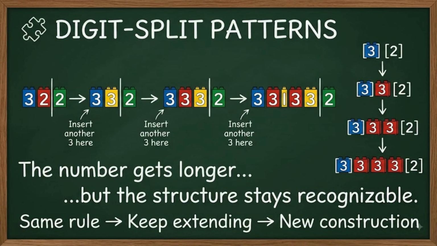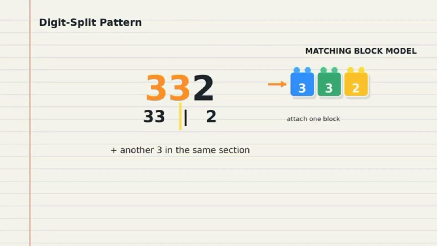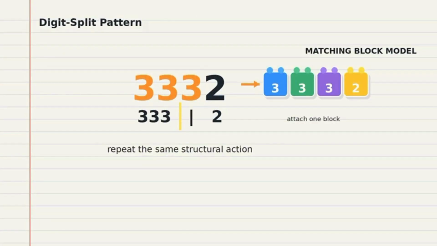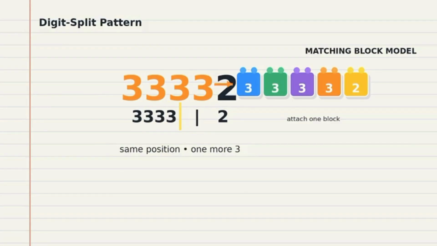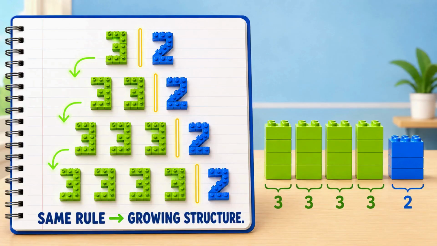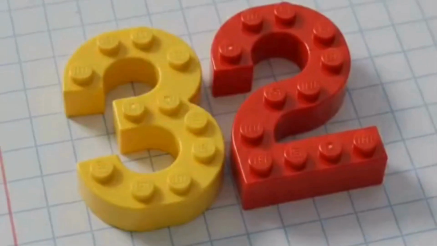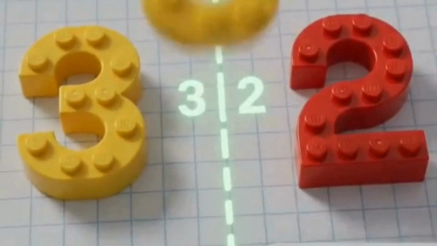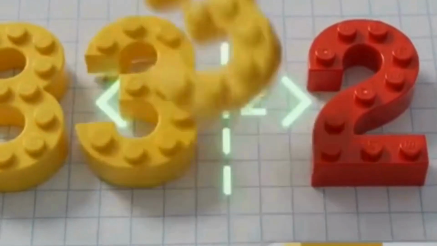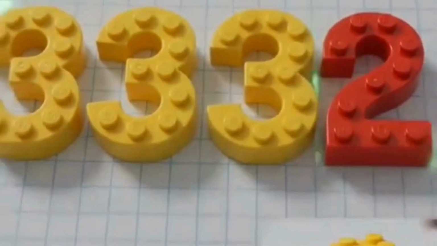Another family is the digit split pattern. Here, we divide the digits into particular sections. Then one section grows while the same structure rule continues. For example, imagine 32 becoming 332, then 3332, then 33332. What's happening? We're repeatedly inserting another 3 into the same position. The number gets longer, but the structure remains recognizable, just like adding another Lego block to the same part of a model.